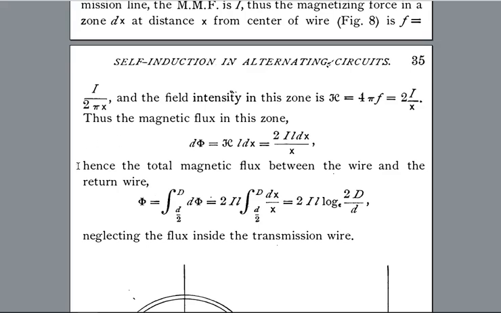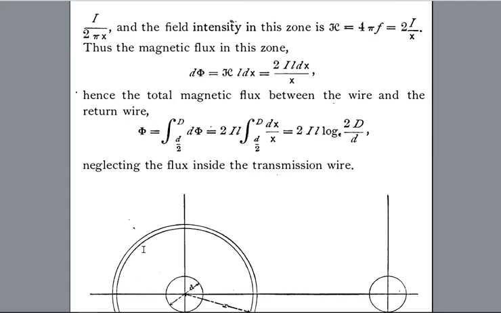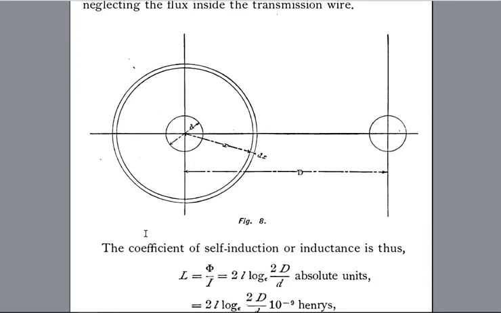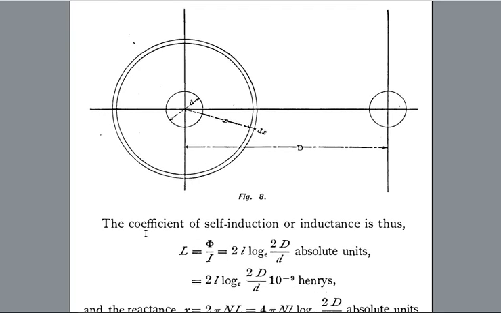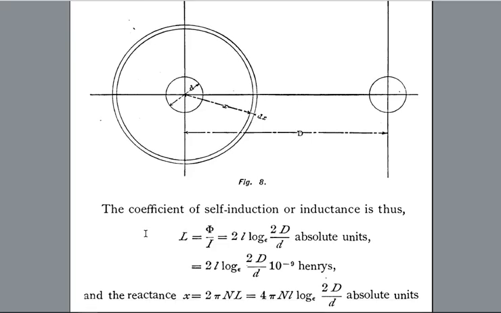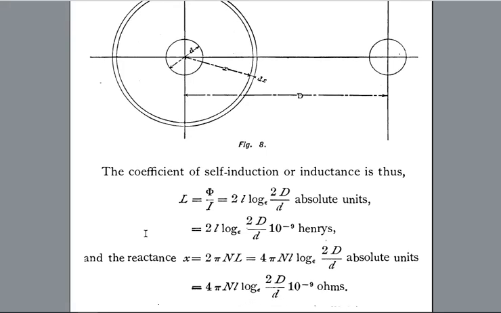Thus, the magnetic flux in this zone is d phi equals HL dx equals 2IL dx over x. Hence, the total magnetic flux between the wire and the return wire, neglecting the flux inside the transmission wire, is phi equals the integral from d over 2 to D of d phi, equals 2IL times the integral from d over 2 to D of dx over x, equals 2IL log natural of 2D over d. The coefficient of self-induction, or inductance, is thus L equals phi over I equals 2L log natural of 2D over d absolute units, equals 2L log natural of 2D over d times 10 to the minus 9 henries, and the reactance X equals 2 pi n L equals 4 pi n L log natural of 2D over d absolute units, equals 4 pi n L log natural of 2D over d times 10 to the minus 9 ohms.